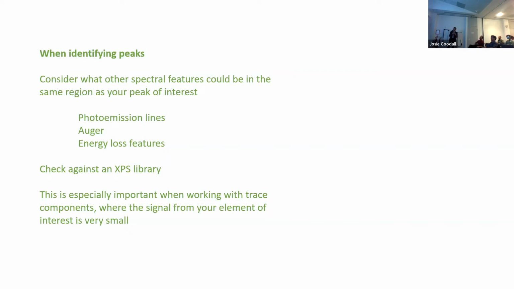So always, when you're identifying spectral features, consider what other things could be there. It could be photoemission lines, it could be Auger lines, it could be some energy loss features. Check this against an XPS library.